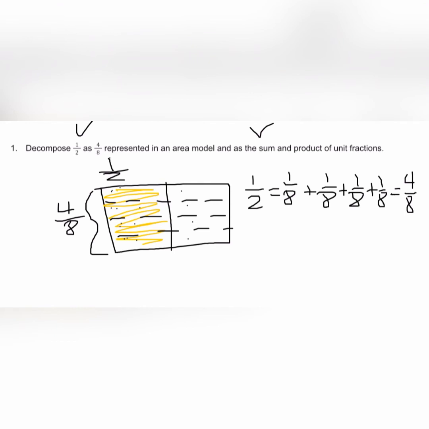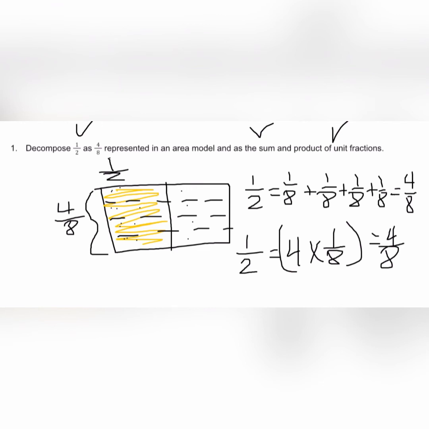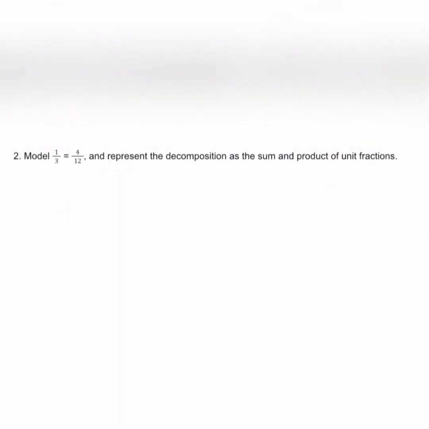All right, so to write the product of unit fractions, I can write 1/2 equals 4 times 1/8, and that equals 4/8. All right, so make sure you did all of your steps. We decomposed 1/2 as 4/8 in an area model. We wrote it as the sum of unit fractions, and we wrote it as the product of unit fractions.